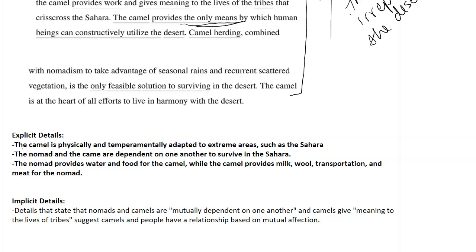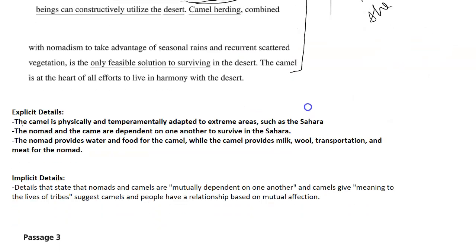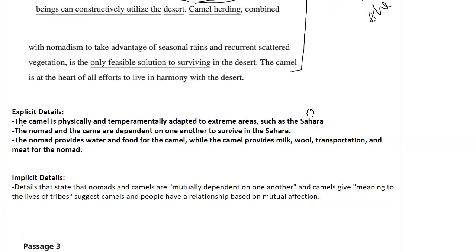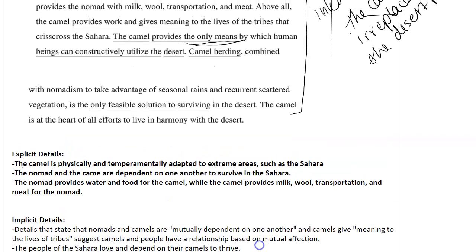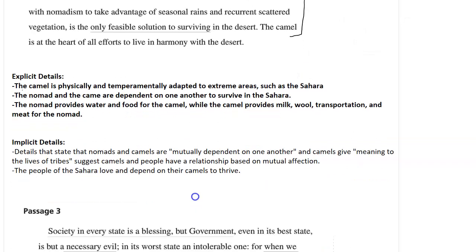So we're able to infer this mutual affection because we can see how they mutually depend on one another to thrive in their harsh environment. We also note that the people of the Sahara clearly love and depend on their camels to thrive. And we can see that over and over again with that dependence and how the camel provides the only means by which human beings can constructively utilize the desert. So we're able to make those inferences.